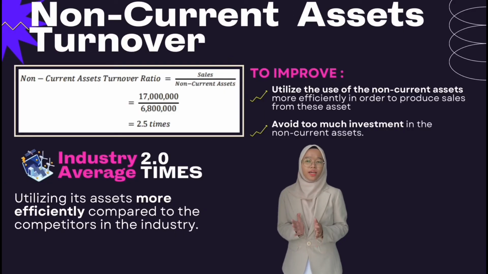Hikmat Bakti Berhad's non-current assets turnover ratio is higher, which is 2.5 times, compared to the industry average of 2.0 times. This indicates that the firm is utilizing its assets more efficiently compared to the competitors in the industry. To improve the non-current assets turnover ratio, the company can utilize the non-current assets more efficiently in order to produce sales from these assets, and also avoid too much investment in the non-current assets.